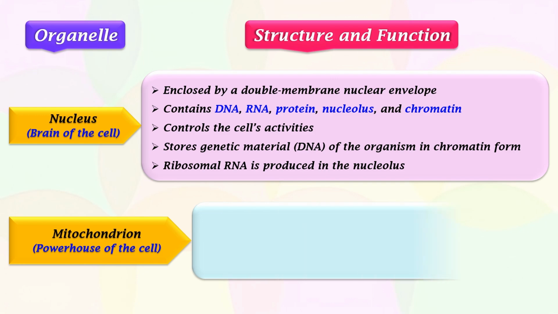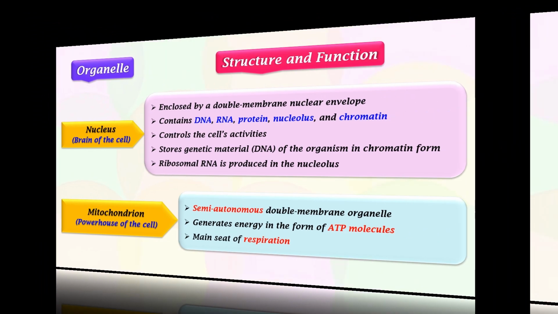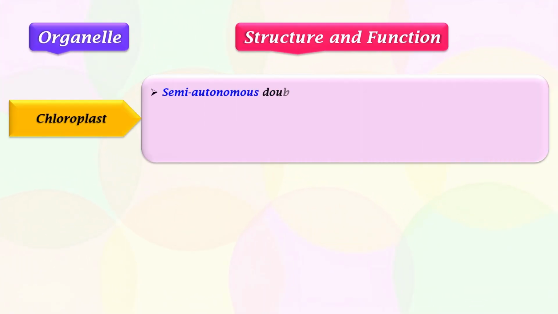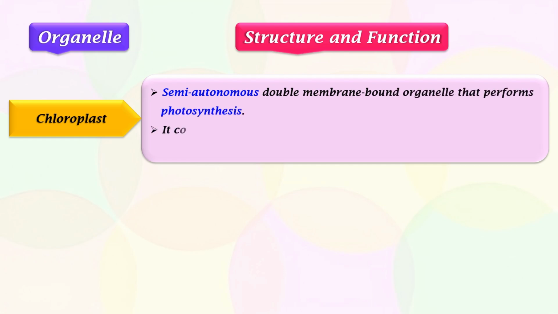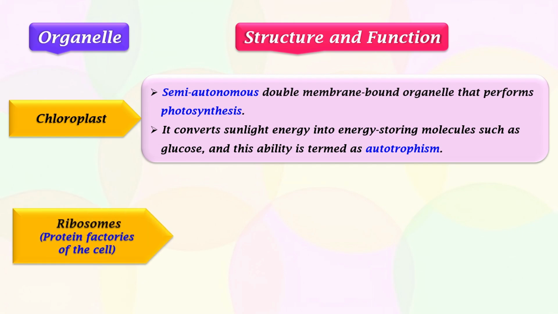Mitochondrion is called the powerhouse of the cell. It is a semi-autonomous double-membrane organelle, which generates energy in the form of ATP molecules, and is the main seat of respiration. Chloroplast. It is a semi-autonomous double-membrane-bound organelle that carries out photosynthesis. It transforms sunlight energy into chemical energy in the form of glucose, and this process is termed as autotrophism.